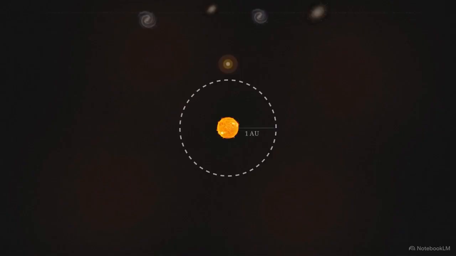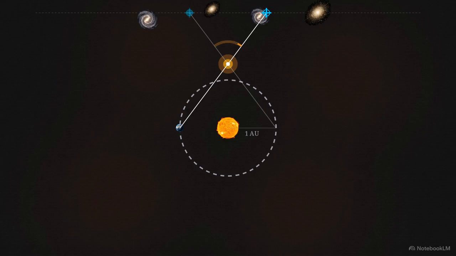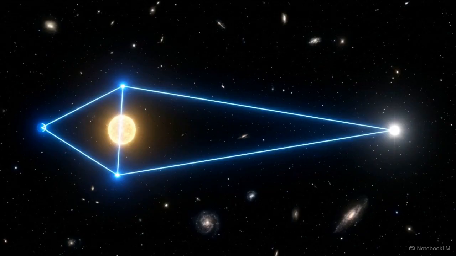To find that depth, astronomers use trigonometric parallax. As Earth orbits the Sun, our perspective on nearby stars changes. Because of this movement, a foreground star appears to perform a measurable visual shift against the static, distant background of galaxies. Measuring the angle of that shift allows us to triangulate the star's distance.